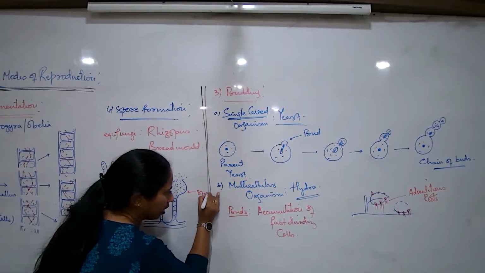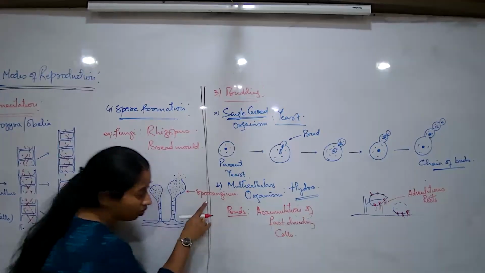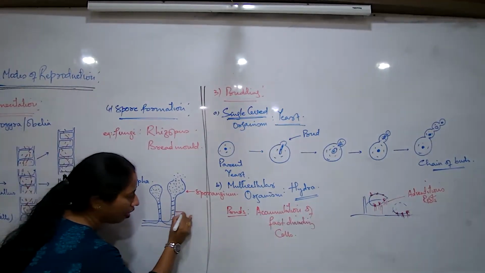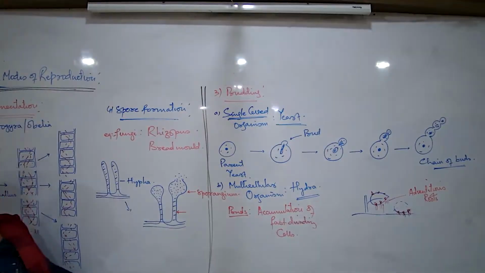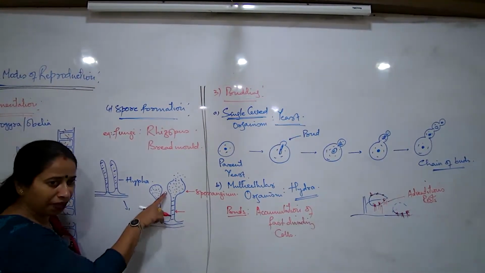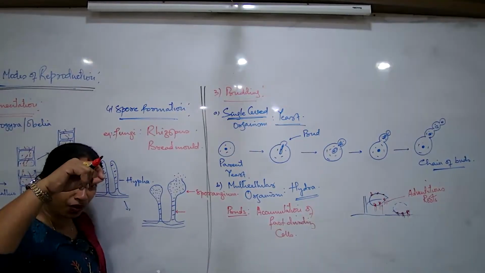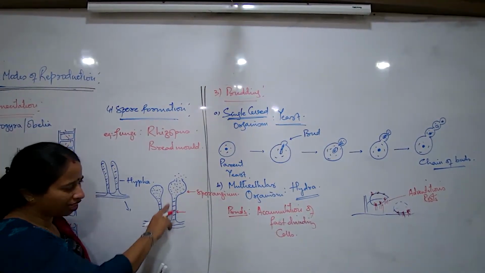What is this knob-like structure known as? This is known as the sporangium. Very important, this word always comes in the exam. What is the knob-like structure formed in rhizopus known as? Sporangium. And what is the filament? All of you must have seen bread mold में tiny dot-like structure रहता है and then fine fiber thread. वो thread को क्या बोलेंगे?